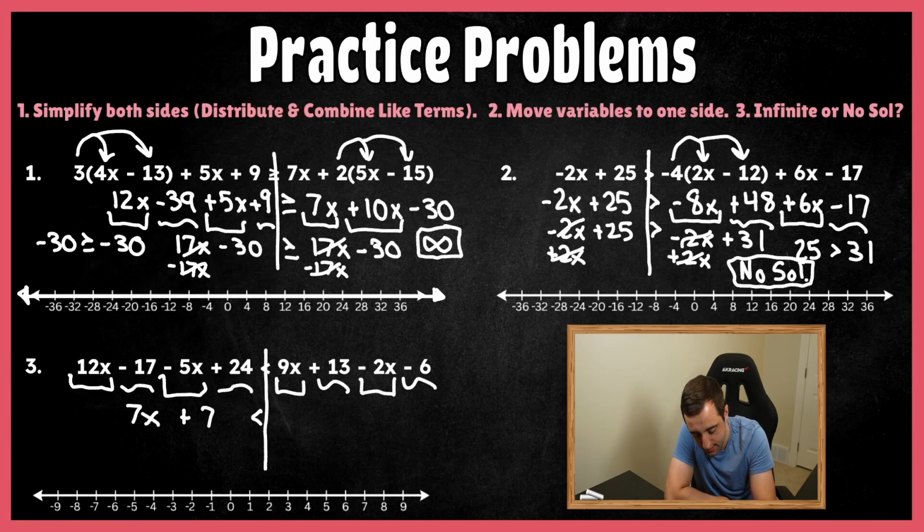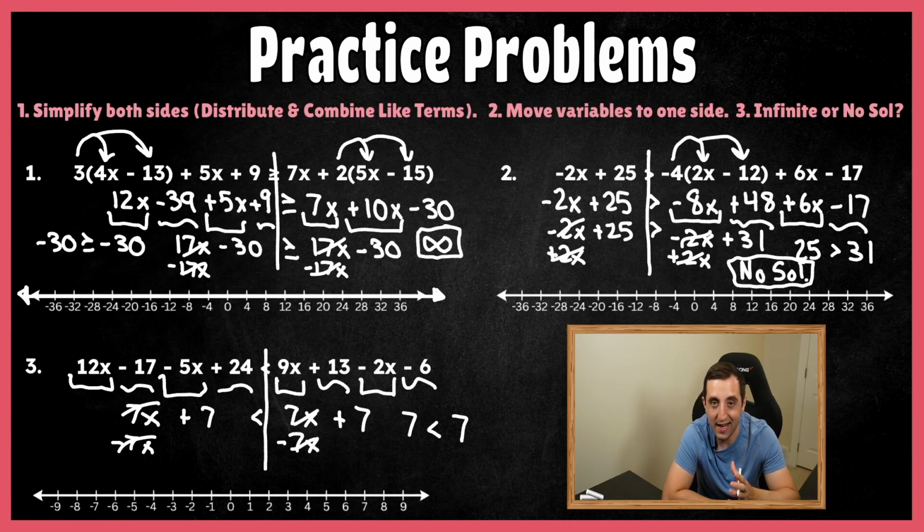We have our less than symbol. 9x minus 2x is 7x. 13 minus 6 is going to give us plus 7. Let's move our variables to one side. So let's subtract 7x. Those cancel. And we're left with 7 is less than 7, which is an inaccurate statement.